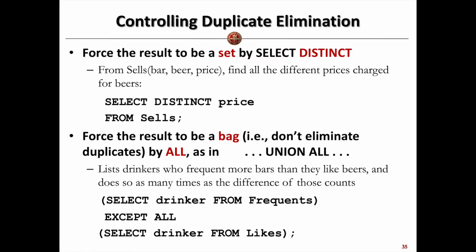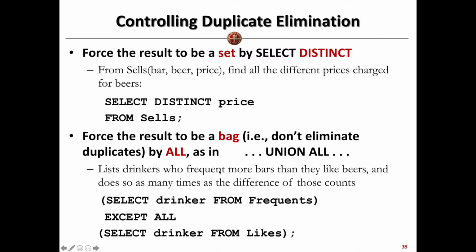We also have a question as shown at the bottom. Please list all the drinkers who frequent more bars than they like beers, and note that you should list them as many times as the difference of its counts. In other words, we do not eliminate these duplications, as required by the question. How can we answer this question?